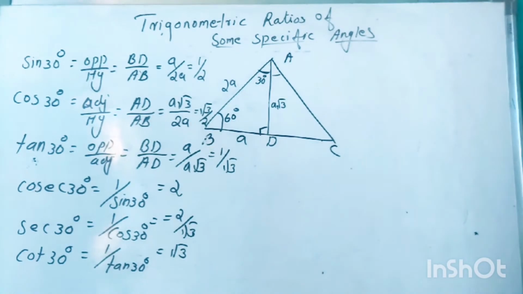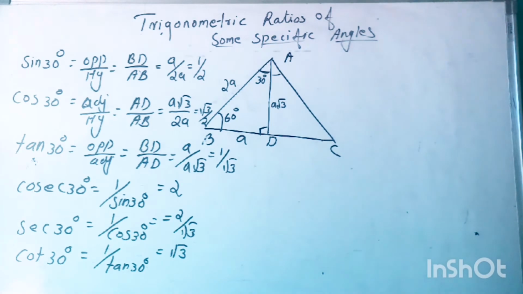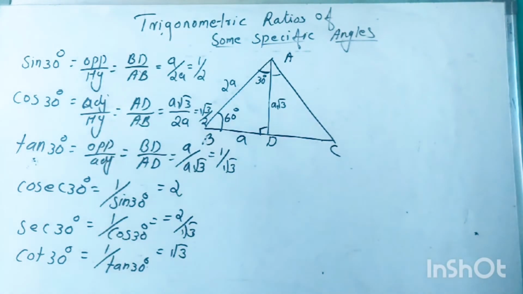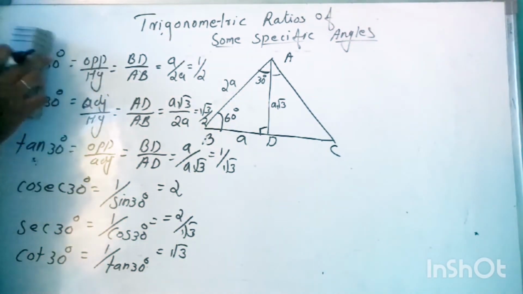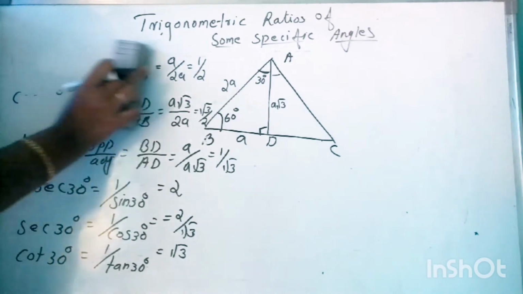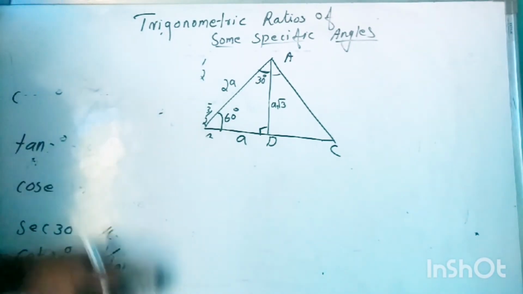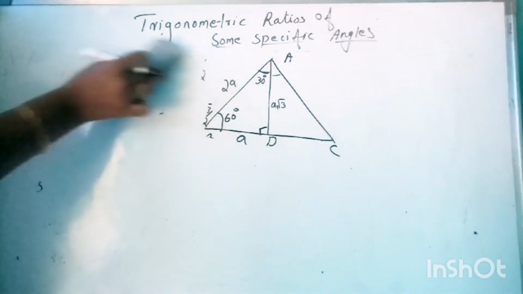Therefore, the values are sine 30 degree 1 by 2, cos 30 degree root 3 by 2, tan 30 degree 1 by root 3, cosec 30 degree 2, sec 30 degree 2 by root 3, cot 30 degree root 3. Now in this same triangle we can find out the values of the 6 trigonometric functions at 60 degree.